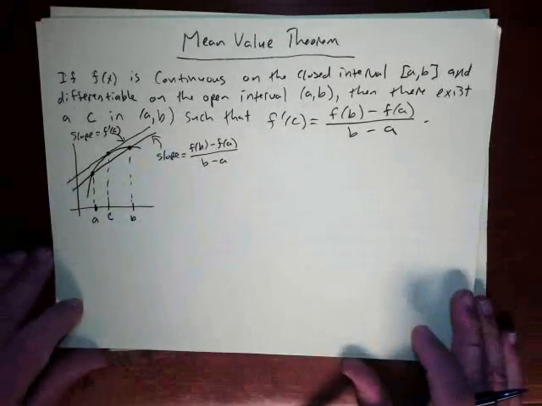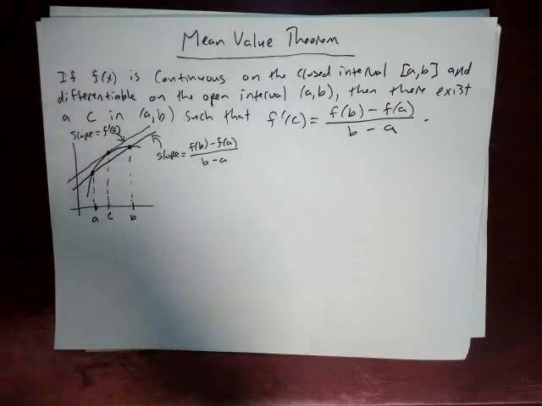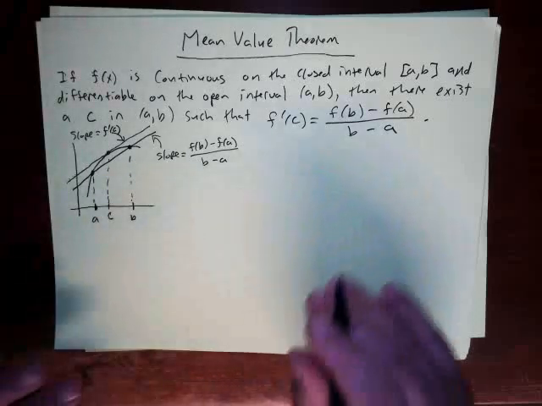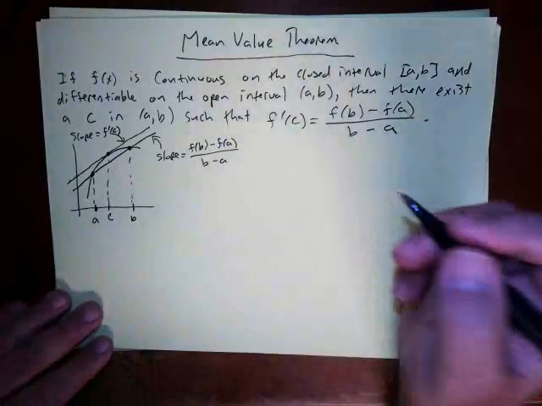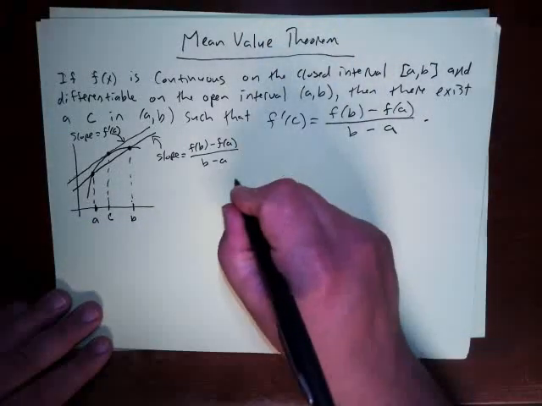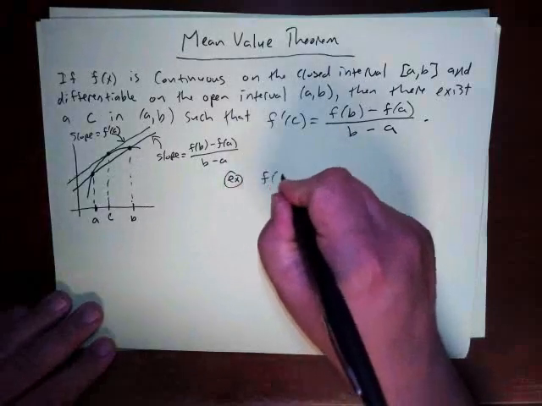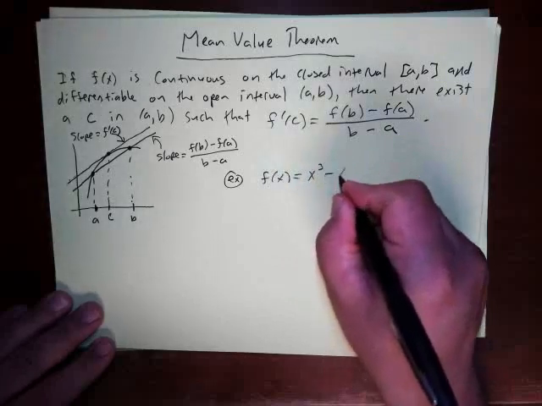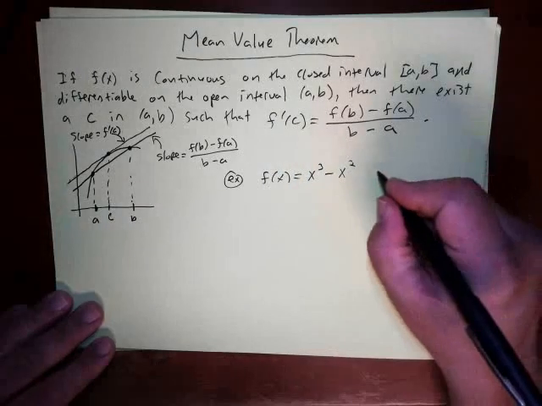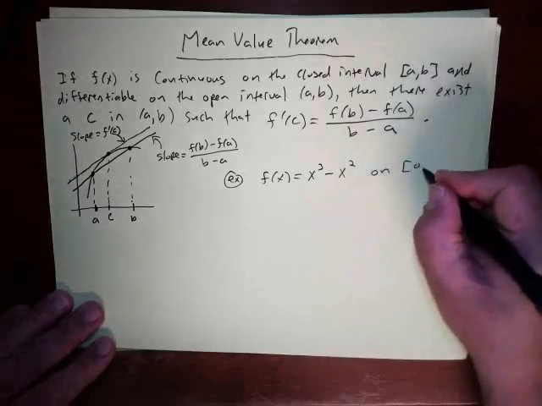Okay, so more importantly here are the homework problems. You're going to be asked to find the c value that satisfies the mean value theorem. So let's say I'm given the function f of x is equal to x cubed minus x squared, and I'm interested in it on the interval 0 to 2.